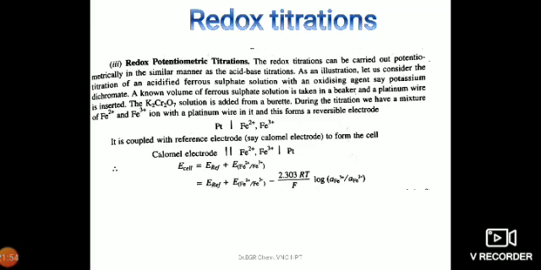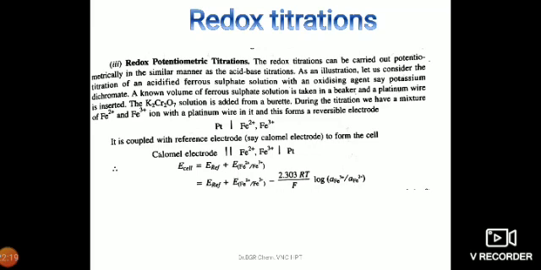Second one is redox titrations. Here the nature of the reaction is oxidation and reduction. For that purpose, we are using a redox electrode like ferrous ferric, Fe2+ Fe3+ electrode, which we construct and connect to a calomel electrode, so that we get the cell suitable for redox titrations.